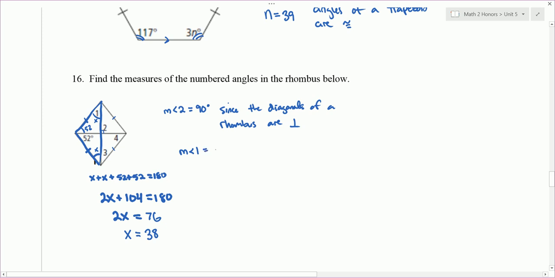So the measure of angle 1 is 38, and what we used is the isosceles triangle theorem, stating that the base angles are congruent, and we also used that diagonals of a rhombus bisect the angles.